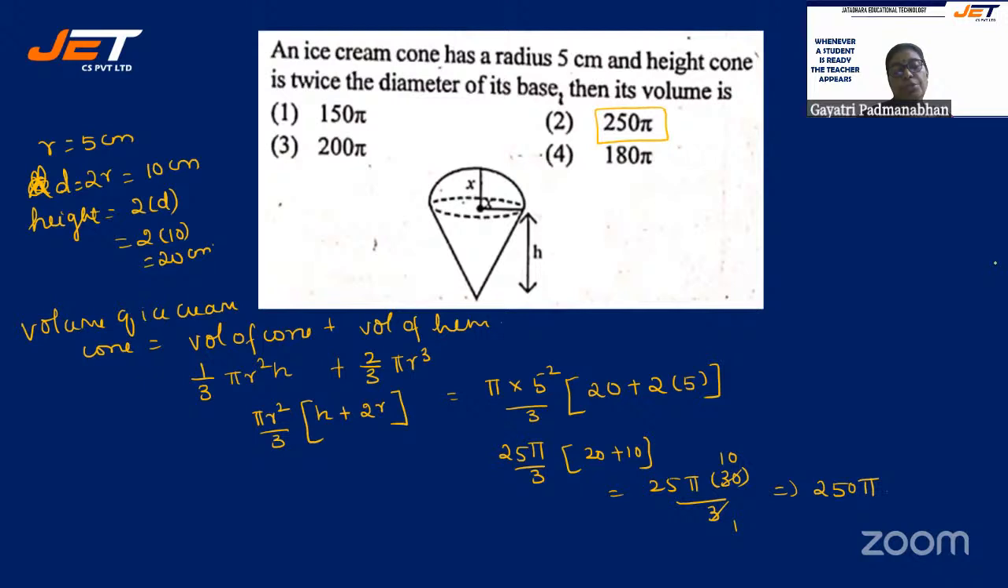So the only thing you need to remember is that the volume of the cone is 1 by 3 pi r square h, and the volume of the hemisphere is 2 by 3 pi r cube. You can fully calculate, or this is a simple way where you take the common thing outside. 1 by 3 is common, pi r square is common, so h plus 2r will come inside. Just substitute the values. Radius is 5 centimeter, height is 20 centimeter. With that, you will get the answer.